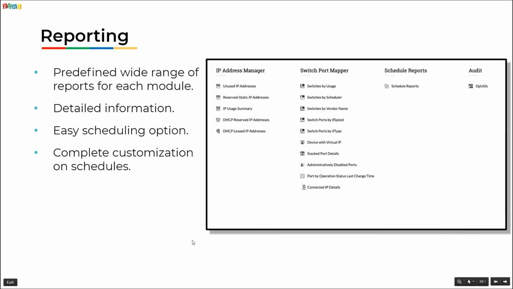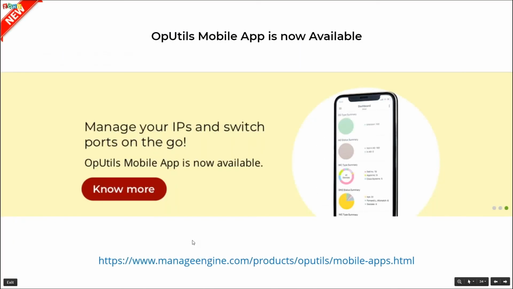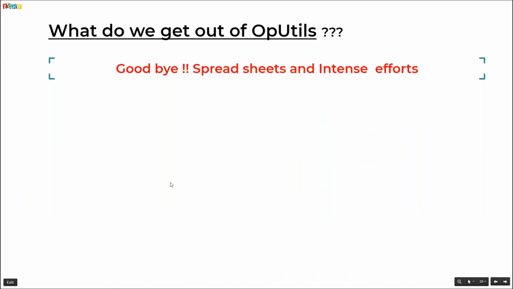Going back to the presentation, OpUtils has introduced a brand new mobile app which is available now. All you have to do is download the app, synchronize it with your OpUtils setup, and then you can get all the notifications and view the detailed information on your phone directly. This is supported on both Android and iOS platforms. You can get more details about the app by clicking on the link which is given at the bottom of the presentation slide.